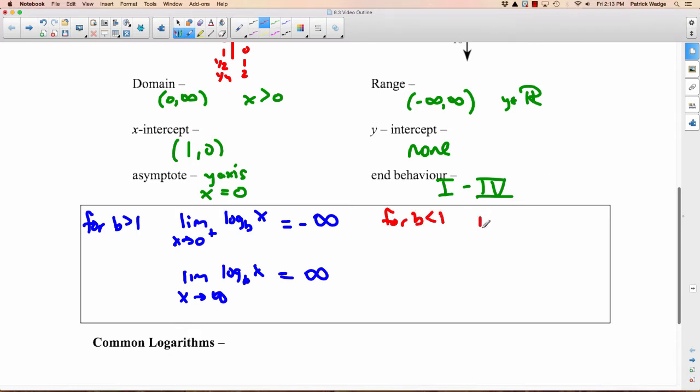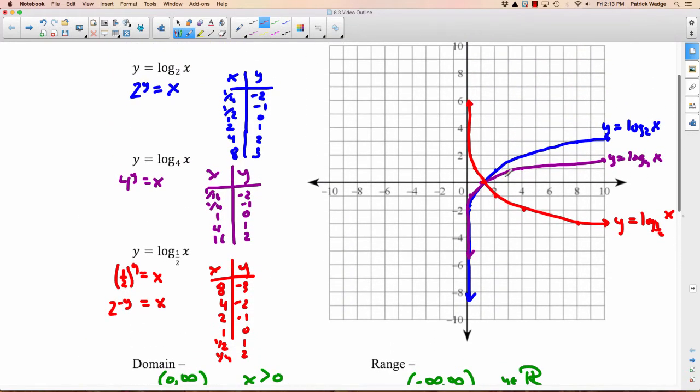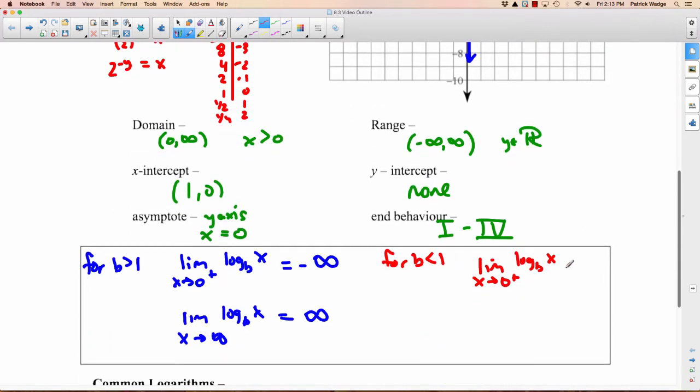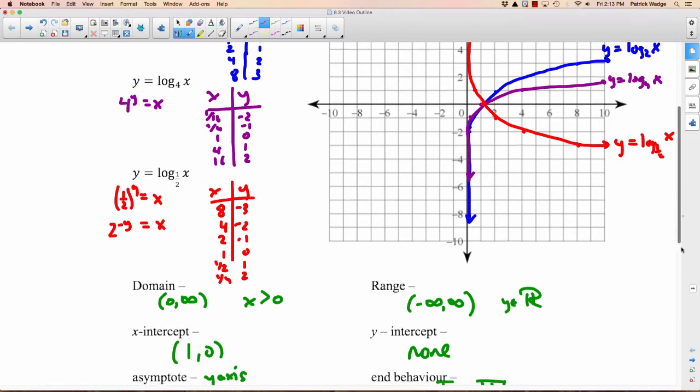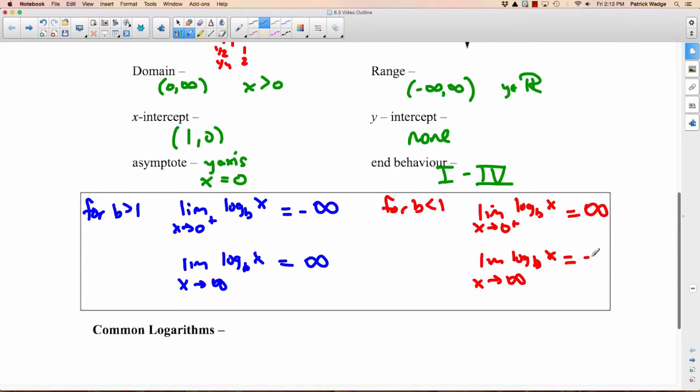And what you can see is that the limit of the base b logarithm of x as x approaches 0 from the right hand side, so remember this is the red one, as we approach 0 from the right hand side, it's going up, up, up towards infinity. And the limit of the base b logarithm of x as x approaches infinity? What happens as we go way, way out to the right towards infinity, this is going down, down, down, so it's going towards negative infinity.